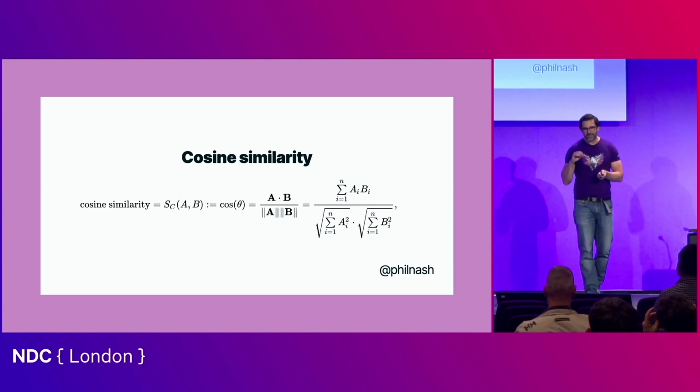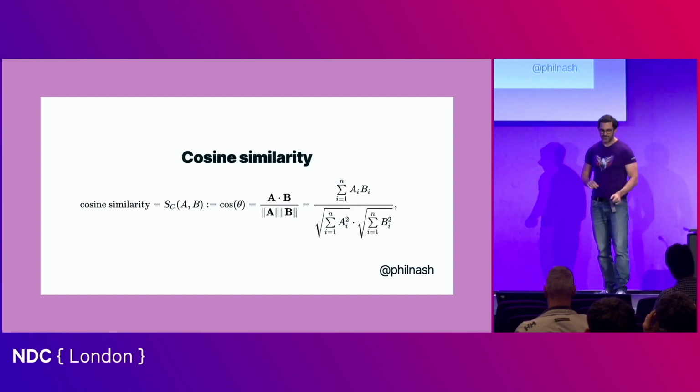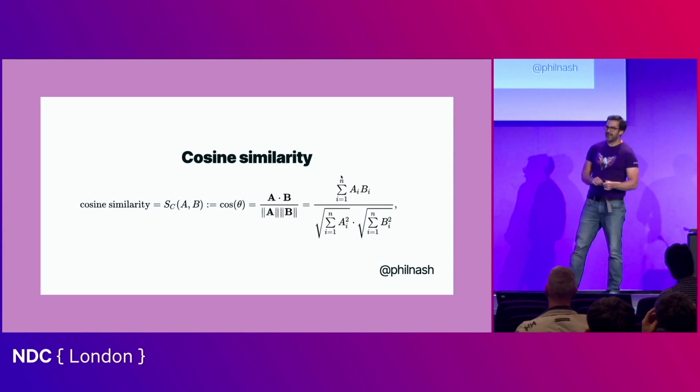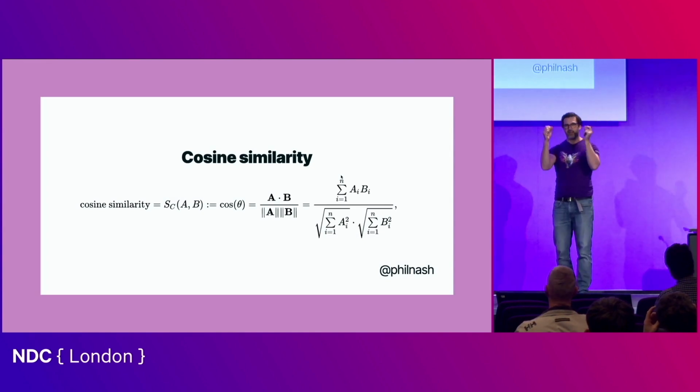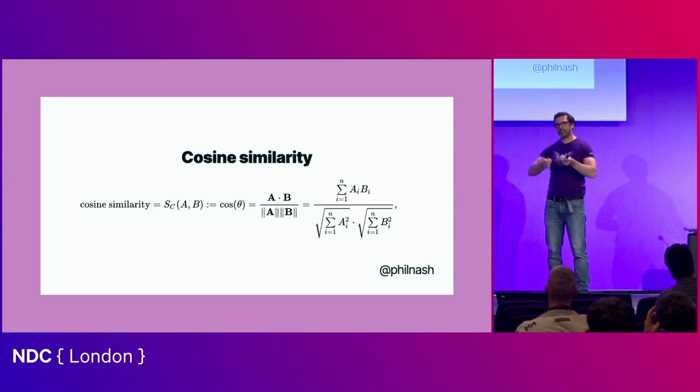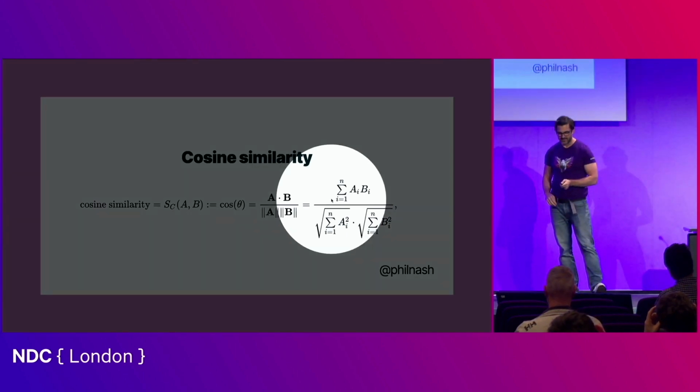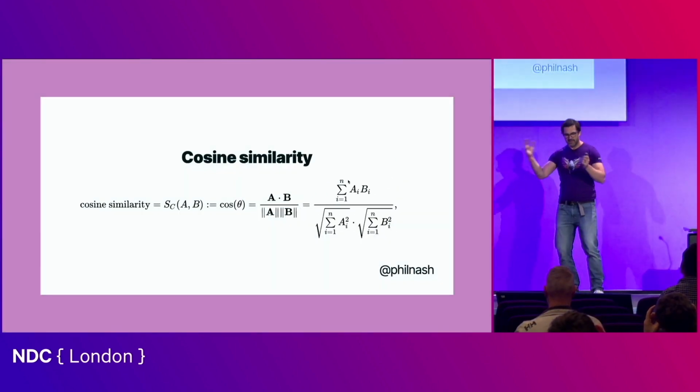And really, if we take the top part, it's the dot product of two vectors. So if you take two vectors, you multiply each member of the vector against its opposing member, and then we sum all of those up. So that's the sum of the dot product of things.